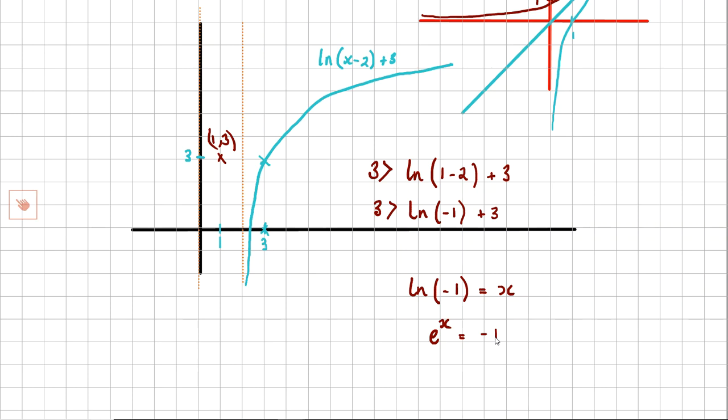You can't have e, is it positive or negative? Positive. So you can't raise a positive number to a power and get a negative answer, right? So I can already see from this form it's not going to work.